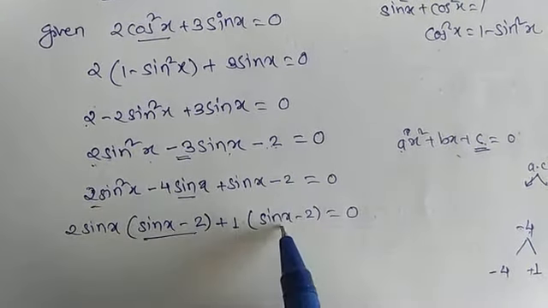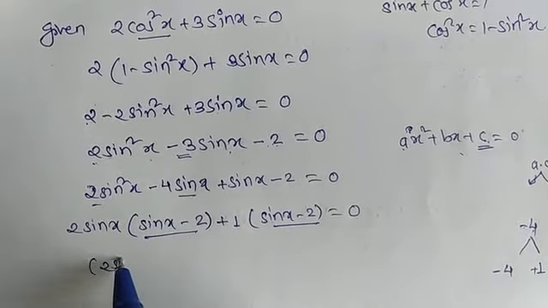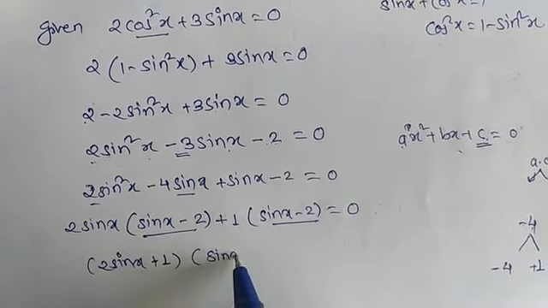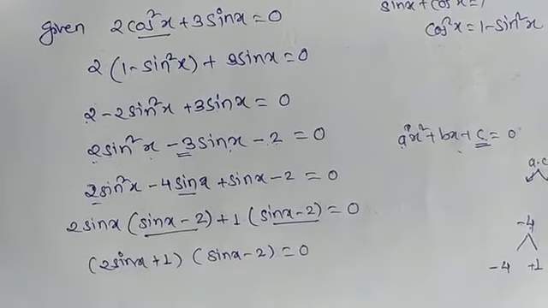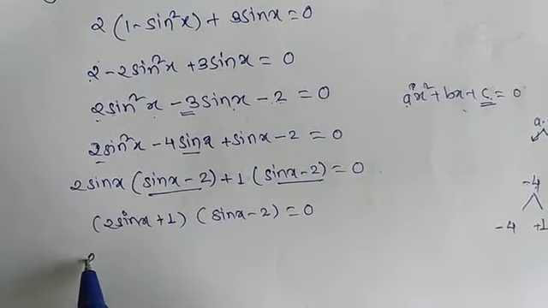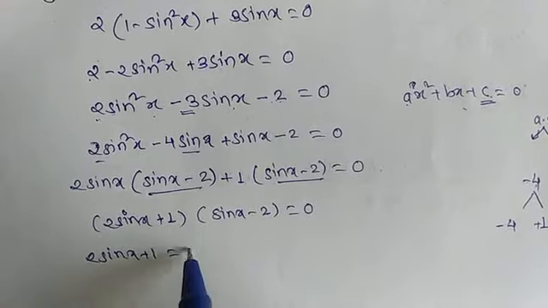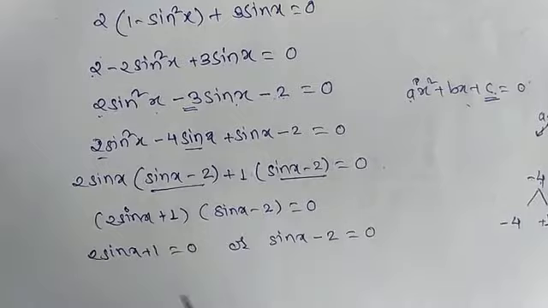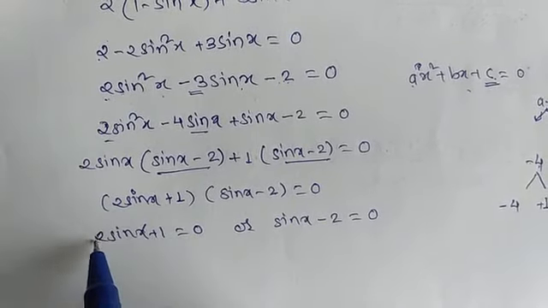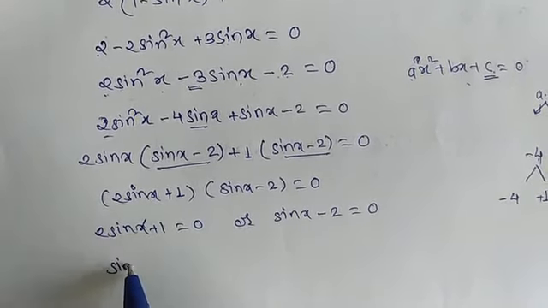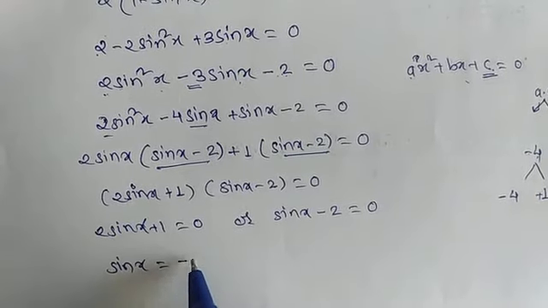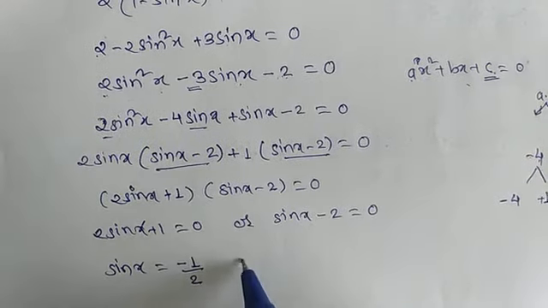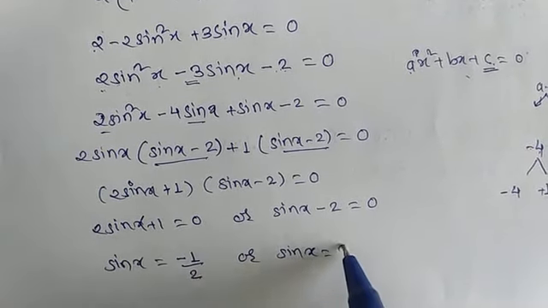So these two brackets will be the same, so it can be written as (2 sin x + 1)(sin x − 2) equal to 0. Which gives us 2 sin x + 1 equal to 0 or sin x − 2 equal to 0. So here 2 sin x + 1 equal to 0, which means sin x is equal to minus 1/2, since the 1 will be negative and the multiple will be divided. Or sin x is equal to 2.